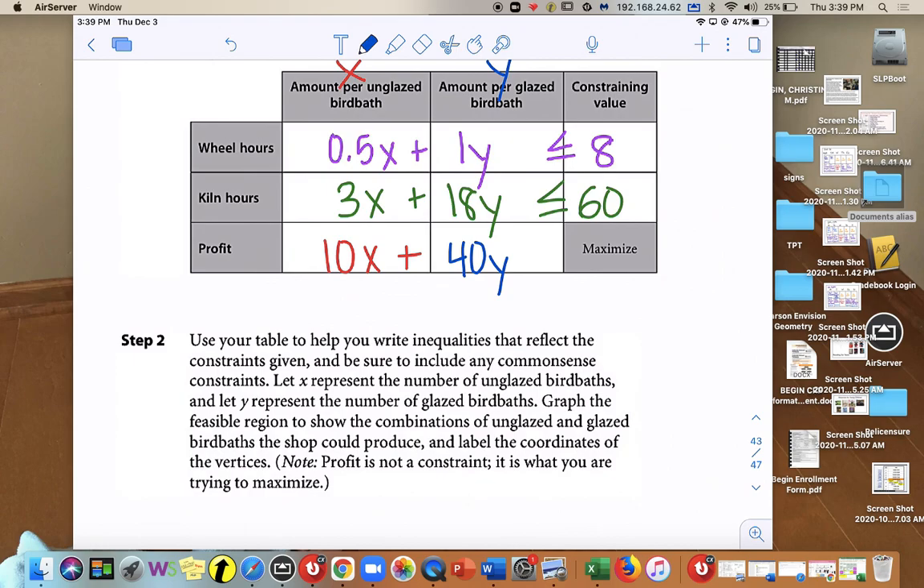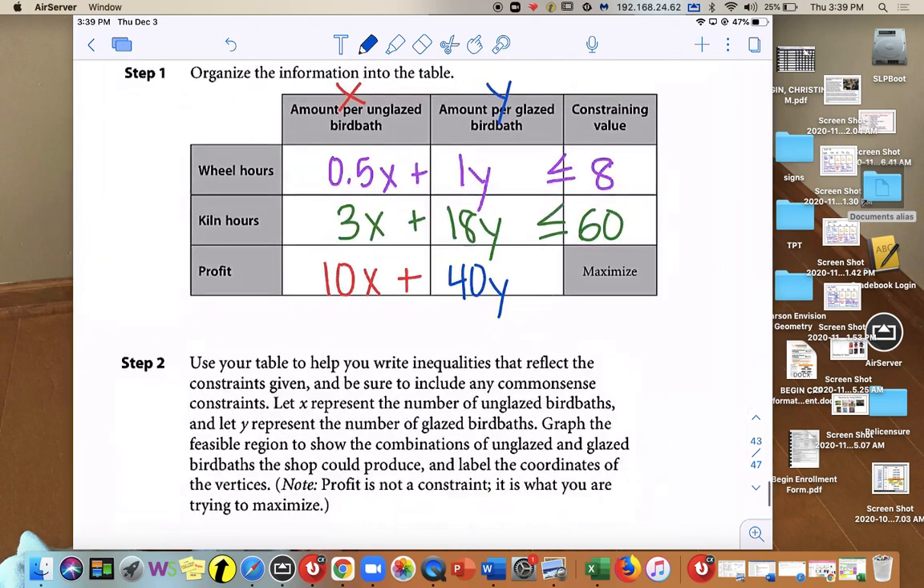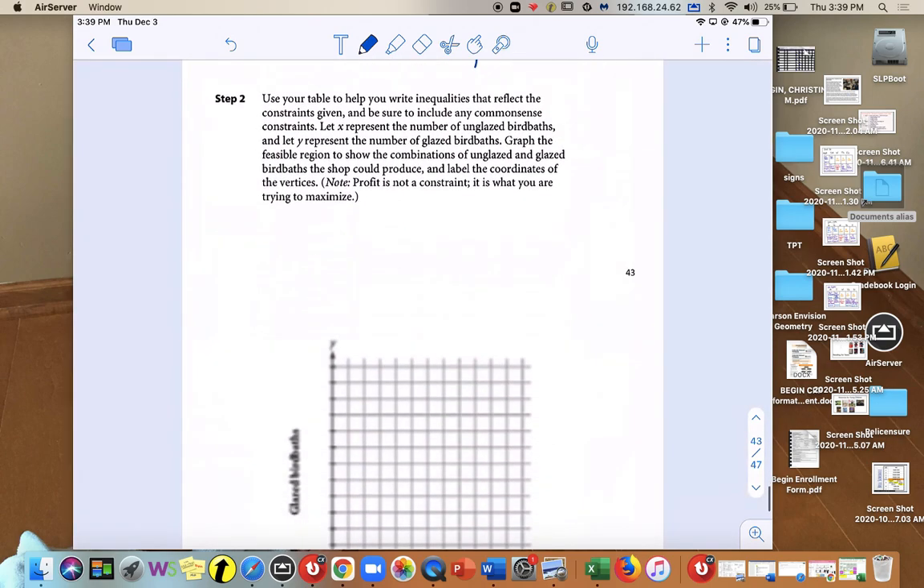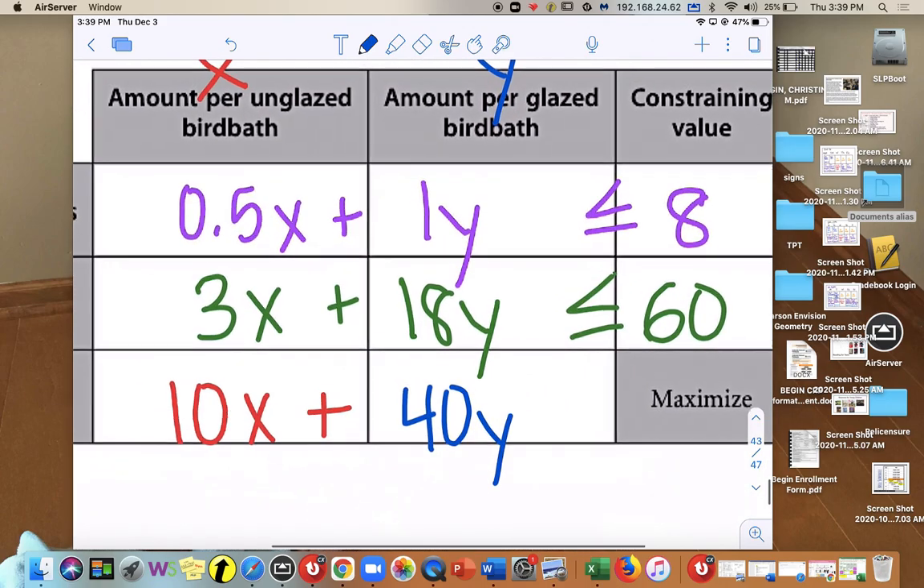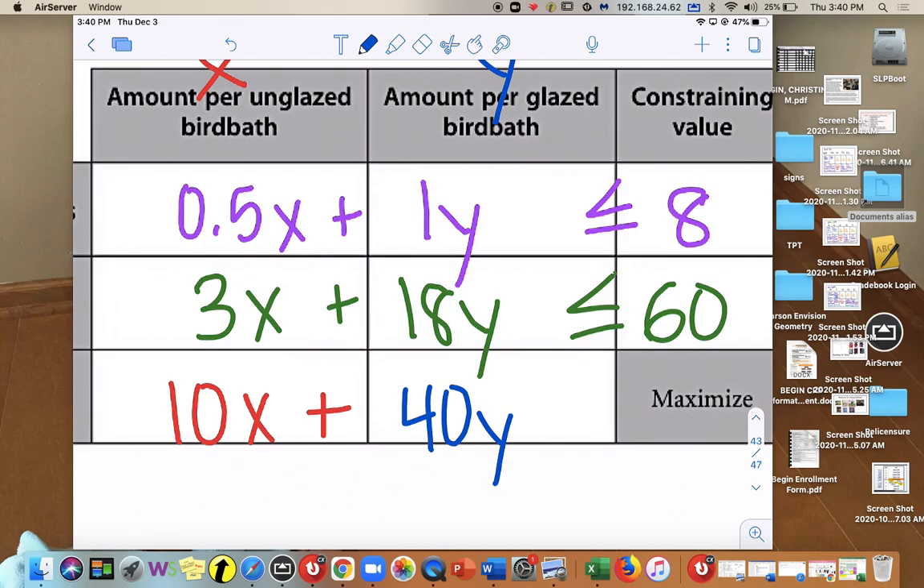So we have our table right here. It says use your table to help write the inequalities. I just wrote them right in the table. Then we're going to graph. In order to graph, we have to come up with a scale. And to come up with a scale, we need to find points on the line that we can graph.